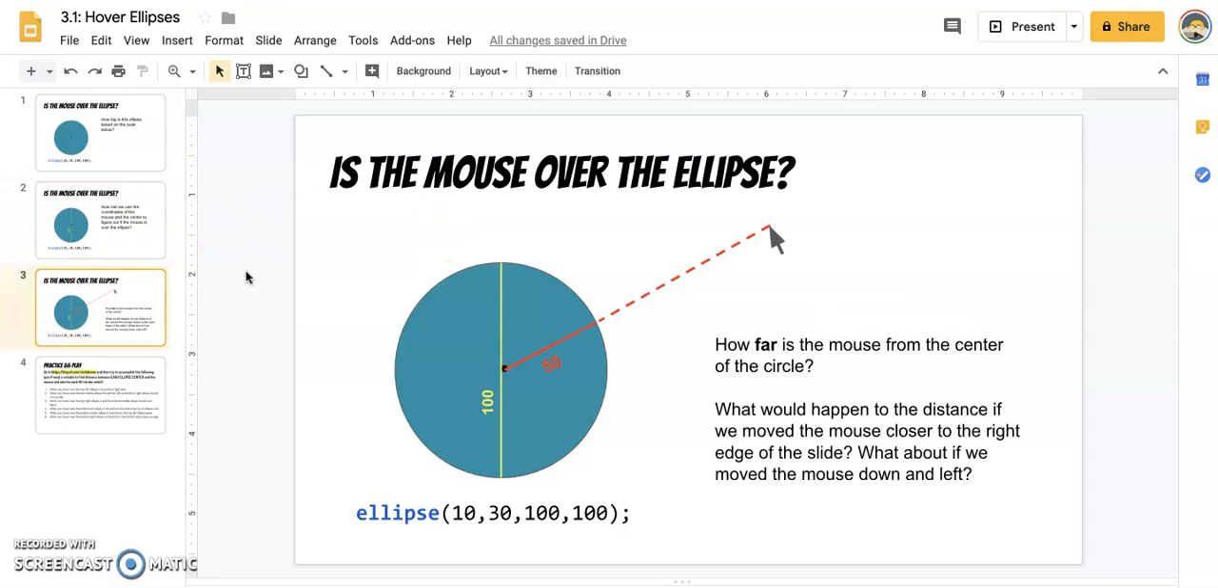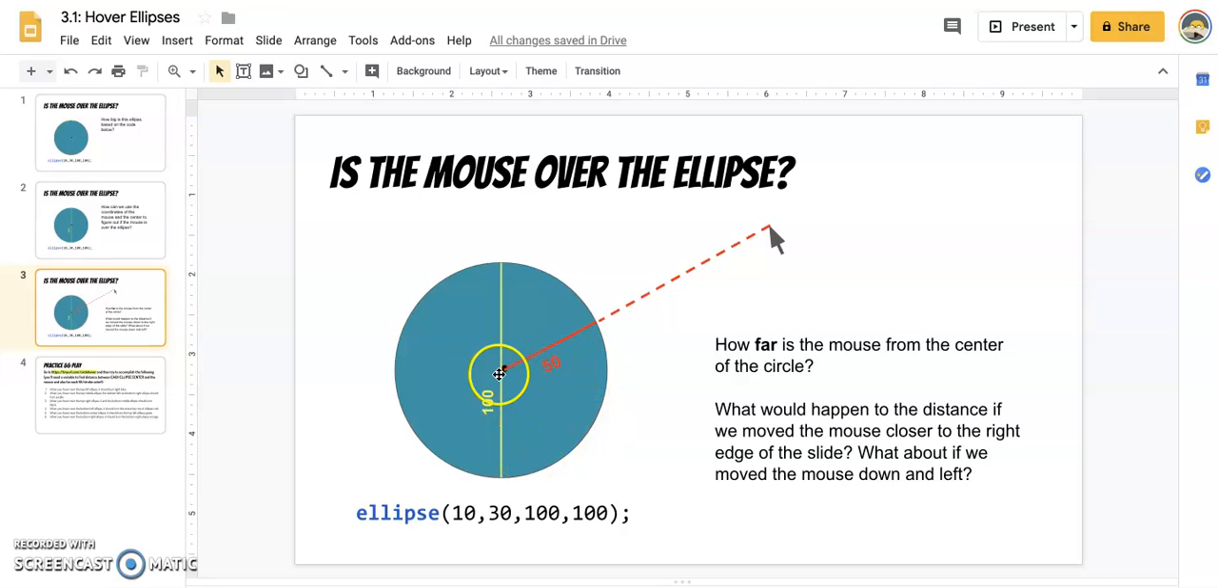Well, basically, if the diameter of our circle is 100, that means the radius is 50. And the radius is the distance from the center of the circle to the end of the circle, anywhere on the circumference. So this distance is always 50. From the center to anywhere on this circle is 50 away.